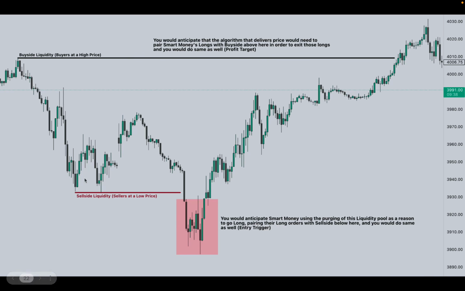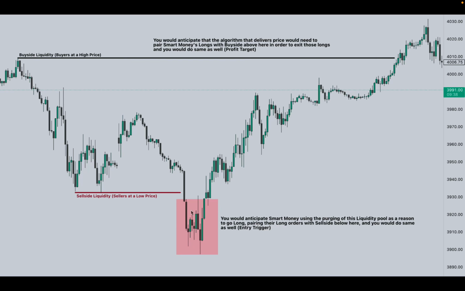Smart money looks at this and knows that people have placed their protective sell stop orders below this. The algorithm looks at this and knows that people have placed their protective sell stop orders below this. So what happens? Price rallies and drops and breaks this level, clearing all the sell side liquidity below this low. What does that do? This allows smart money to go long.